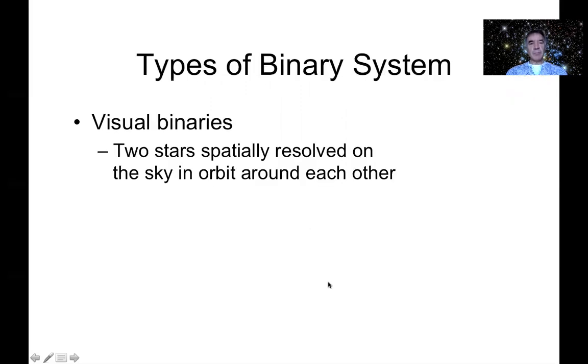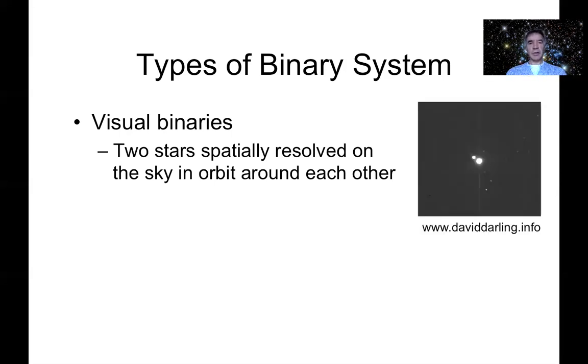So, an obvious type of a binary system is what we would call a visual binary. Okay, and this is where, when you take an image, you can actually see two stars clearly separated. So again, going back to our workshop one on spatial resolution, if you can actually spatially resolve the two stars, then that's a good start.